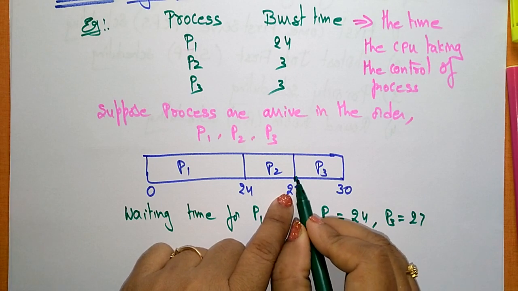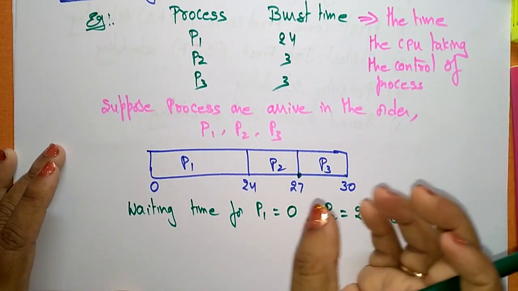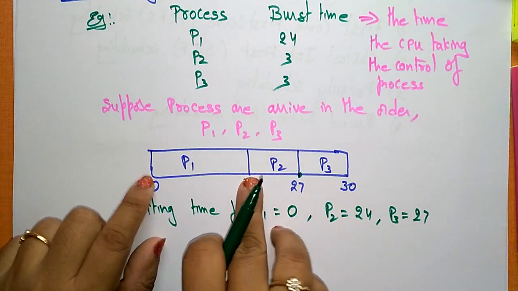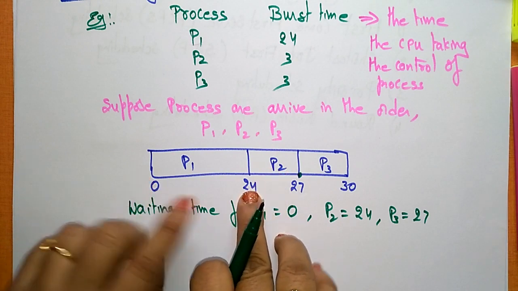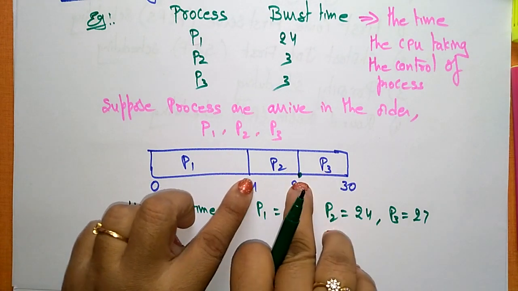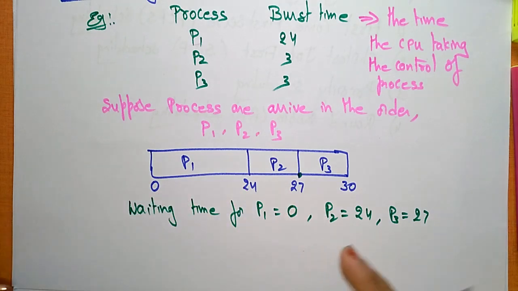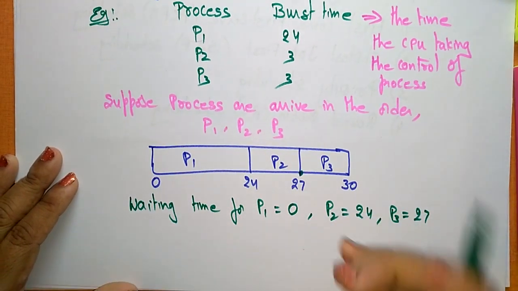So whenever the 27 came, P3 is going to be executed, meaning the CPU is taking the P3 process. So that is a waiting time. This process has to wait in the queue. P2 has to wait in the queue up to 24, and P3 has to wait in the queue up to 27. So that you call it as waiting time. The process that is waiting in the queue, that you call it as waiting time.